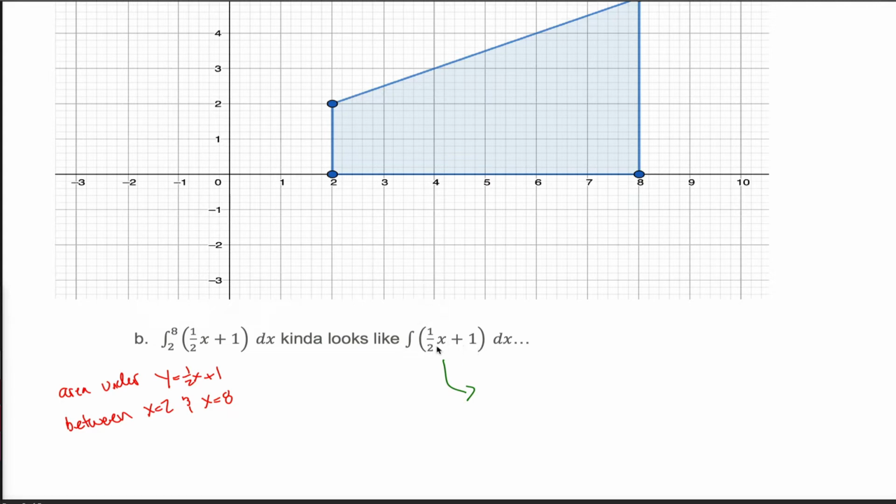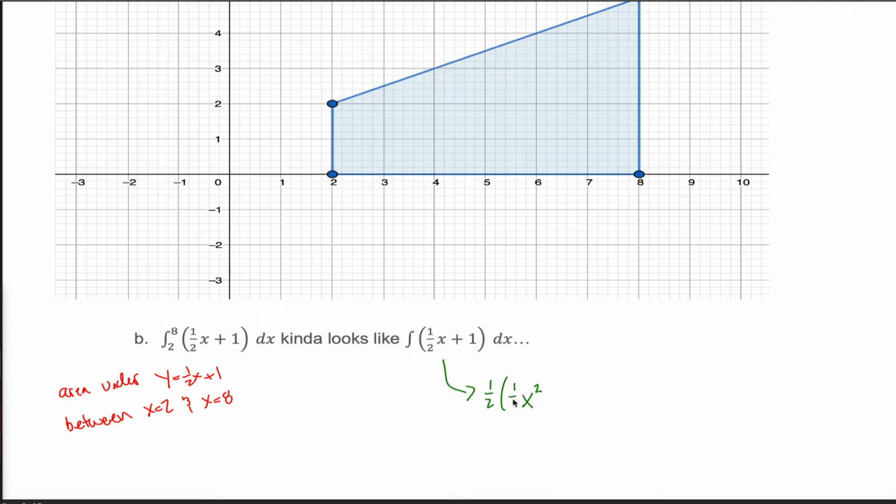Let's see, the way we figure out the antiderivative of this function is we bring the 1/2 out in front and then take the antiderivative of the x. The antiderivative of x, we think about this as x to the 1 power, so we add 1 to that exponent to make it x to the 2nd power. But that's not enough because if you took the derivative of x to the 2nd power, you'd get 2x, not just x.